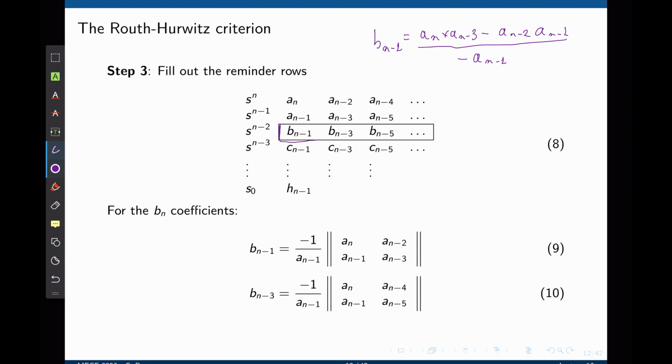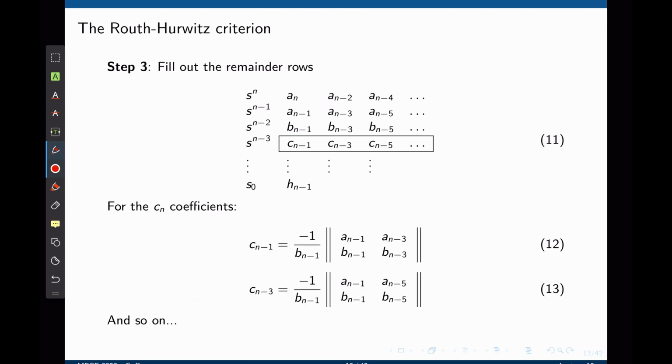When you're dealing with this element, we will have the top four elements be multiplied in this sort of loop. This element times that one minus the multiplication of these two, divided by the negative of the element just above it. If we now go to bn-3, that is this cell here, we're going to use the same pattern, but now we're going to stretch the determinant by one column. And this would be the pattern between an and an-5 minus an-4 times an-1, divided again by the negative of where this loop starts, an-1.